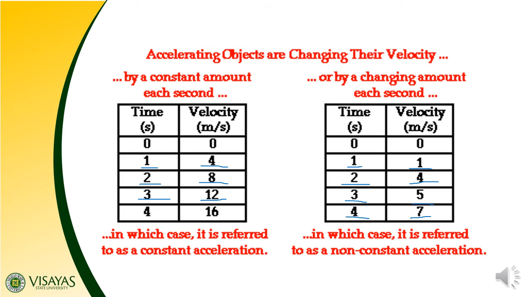Constant acceleration means the velocity is changing by a constant amount, while in non-constant acceleration, the velocity is changing by different amounts. So that's the difference between constant and non-constant acceleration. But if the velocity is constant, meaning the object is not accelerating. The velocity must be changing for us to say that an object is accelerating. So remember those conditions.